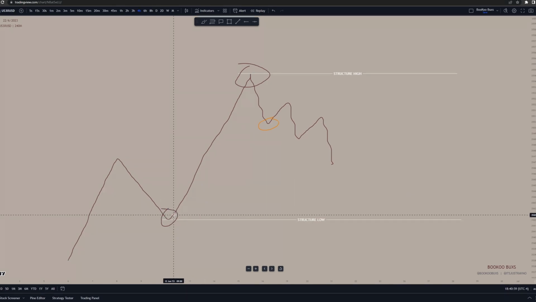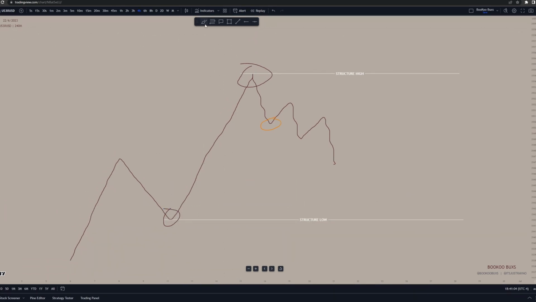Okay. So why is this structure low? How do we know this low is an actual low? Is it maybe because it made a structure high? Yeah. Right. Because it made the structure high, right? Great. So this one, is this a structure high or low? No. Why not?